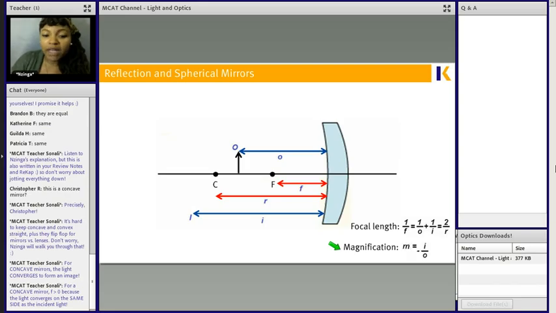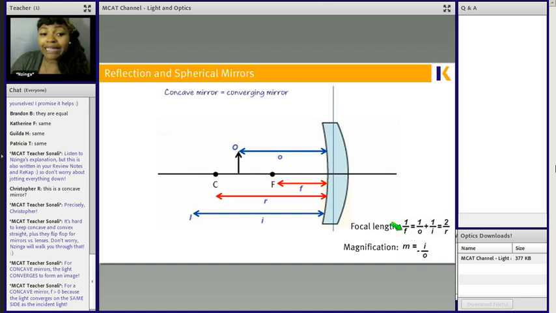So for magnification, we have m is equal to negative i over o. That's what we're going to be looking at. Okay, magnification, negative i over o. And if you're given these numbers, you can definitely easily calculate them. So now, let's take a look at what we have here.